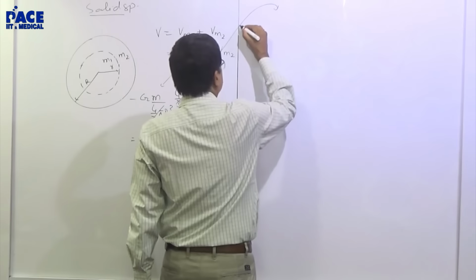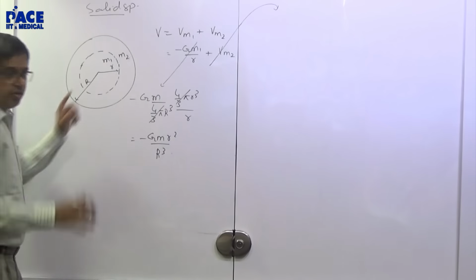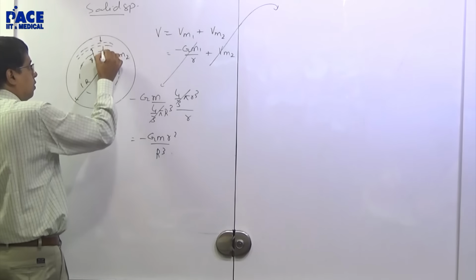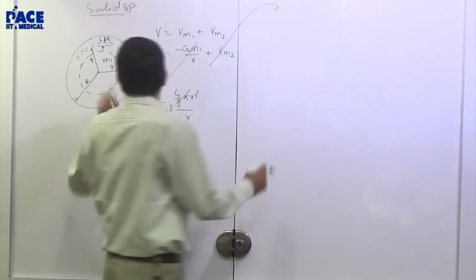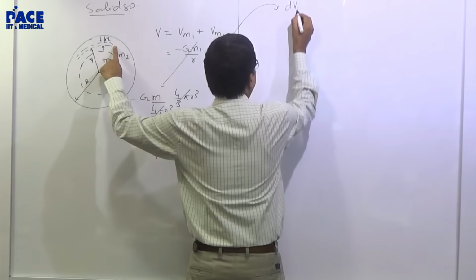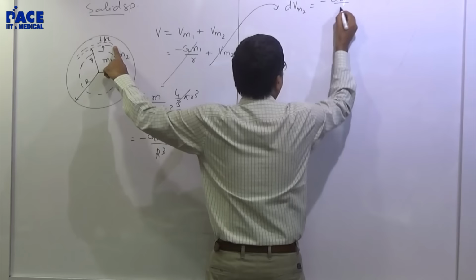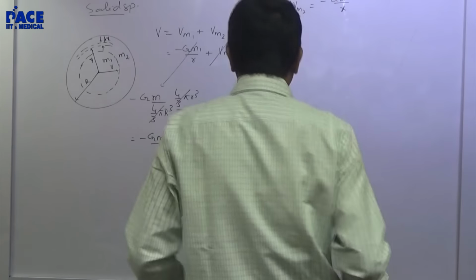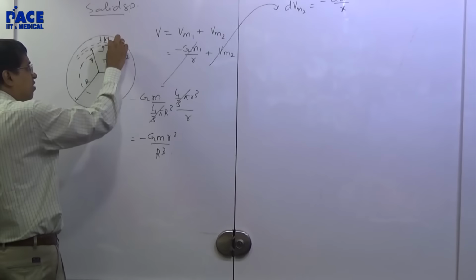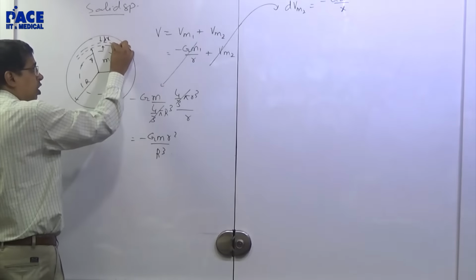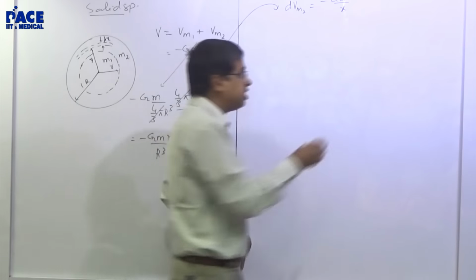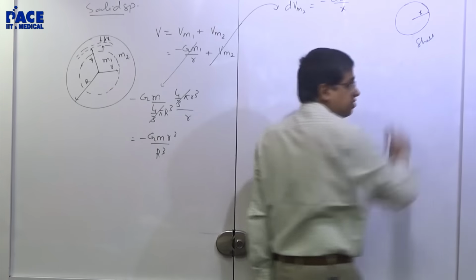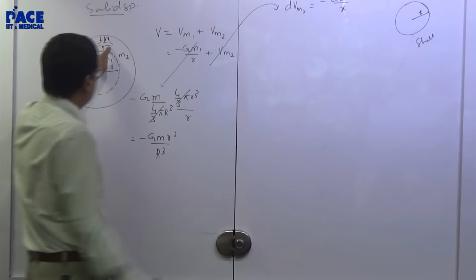Now I have to deal with this. Potential due to m2 will not be 0. I will consider a thin spherical shell at a distance of x of thickness dx. Potential due to this shell, dV m2, will be minus G dm by x. This will be the potential on the surface of the shell. Now listen, in m2 I will take one thin shell. Because of the shell, whatever is the potential on the surface, everywhere inside it will be the same. Now for a thin shell considered, what will be the potential on the surface?